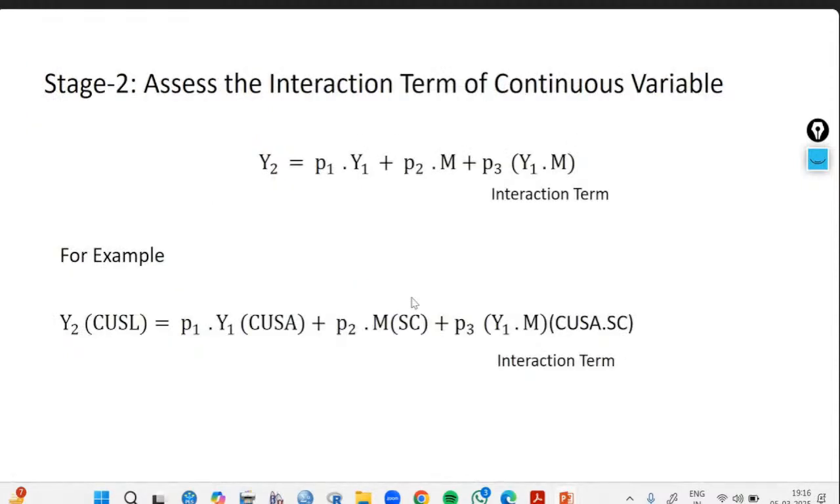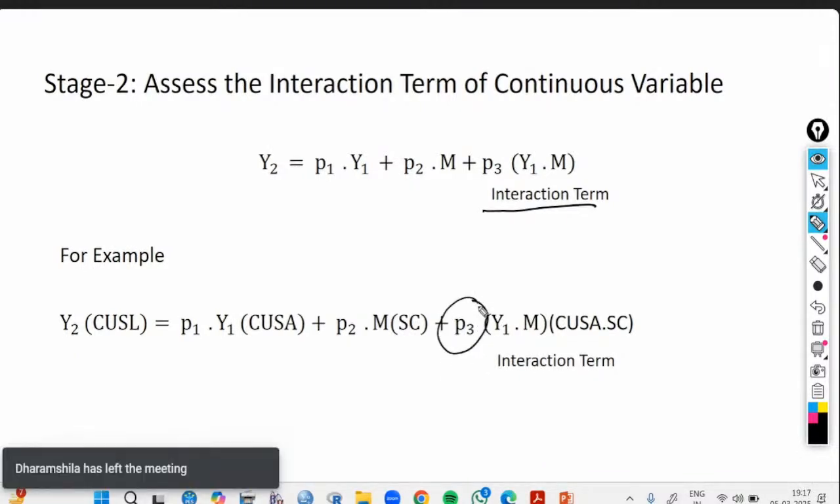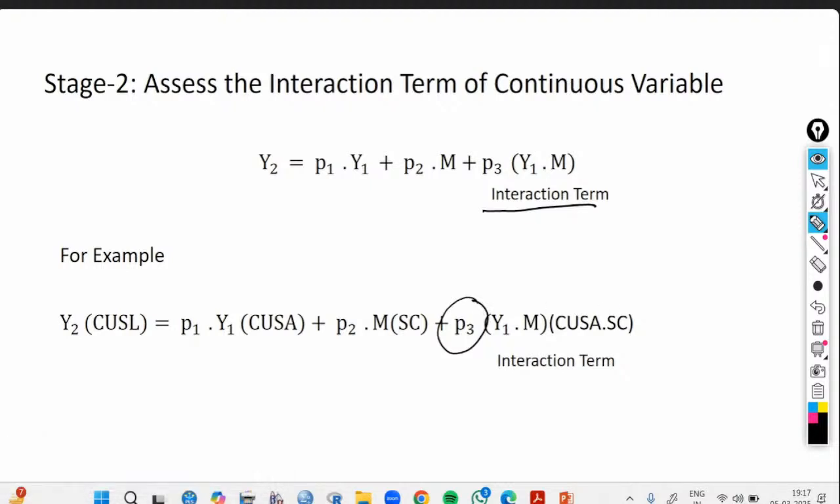Once we identified the model is valid and reliable, then we move to assess the interaction term of continuous variable. This is our interaction term. So this interaction term should be significant. If this interaction term coefficient is significant, then we can say there is a moderating effect कि जो switching cost है वो अपना काम कर रहा है.